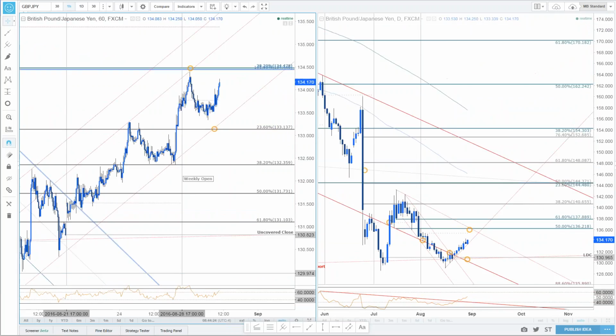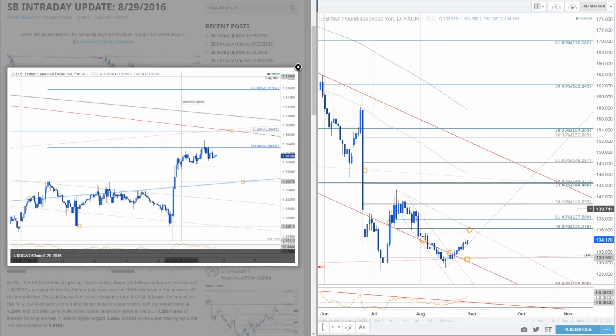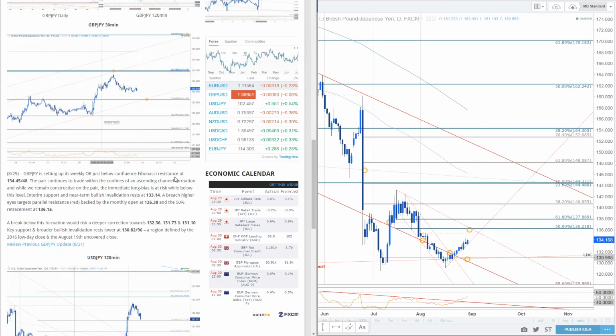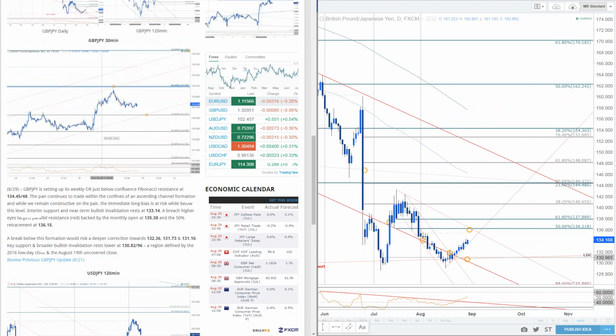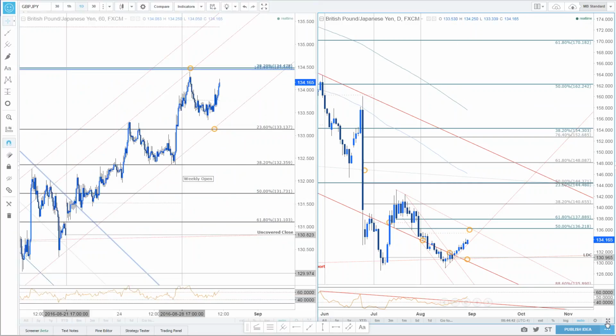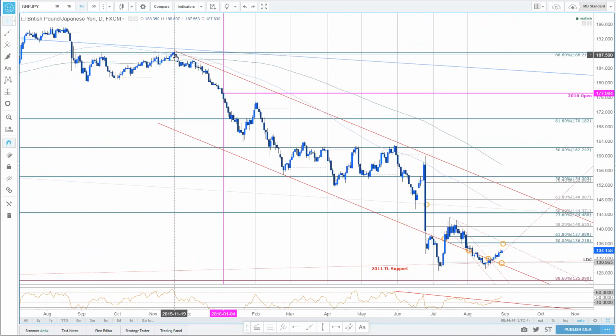Sterling yen, the dragon, typically a pretty wide range ATR trade, has had a very clean ascending channel formation just off the lows. Here's what the daily looks like. There's really not much excitement to look at here, although I just wanted to highlight the descending channel formation that we've been in off the highs from, what is that, November of 2015.